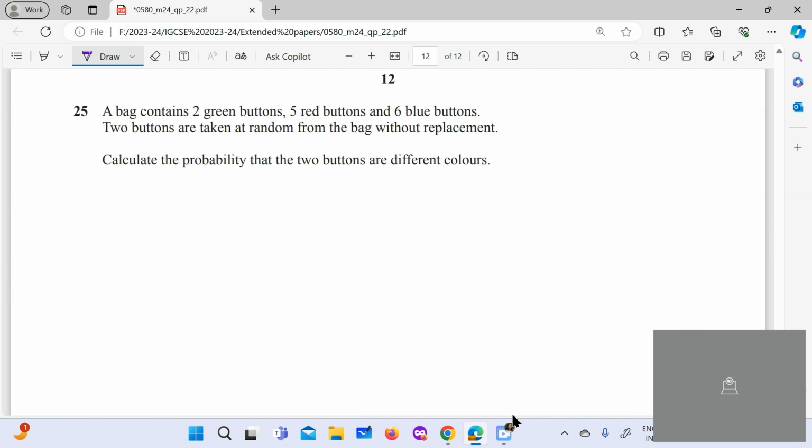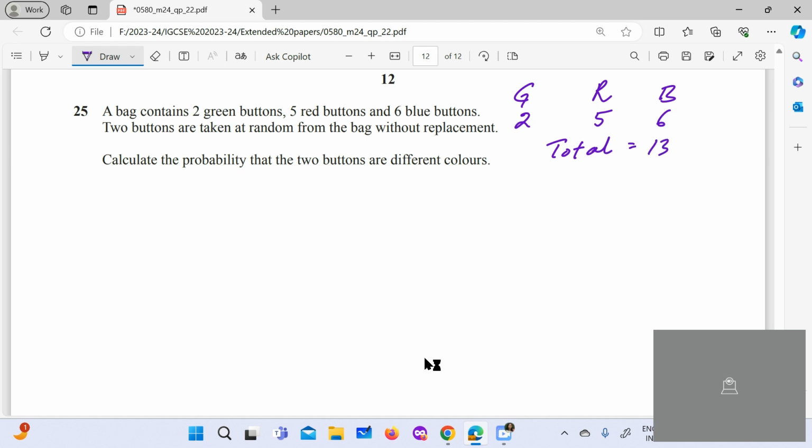Now, the next question is, a bag contains two green buttons. Let me write green 2, then 5 red buttons, and blue. So we can write 6 blue buttons. So how many buttons do we have actually now? We have a total of 13.